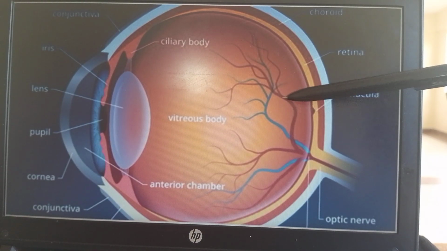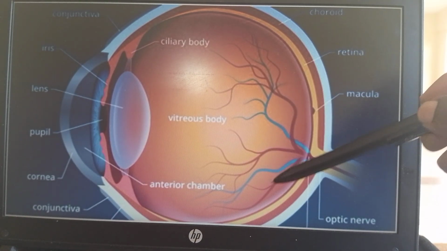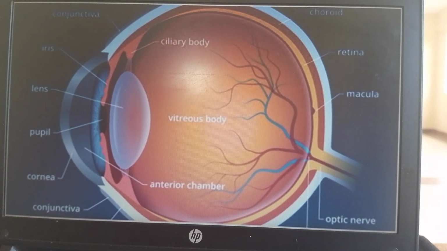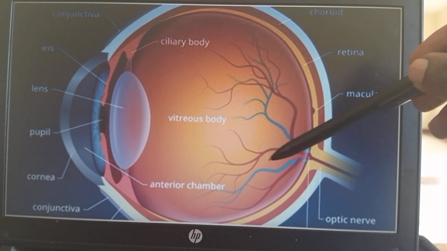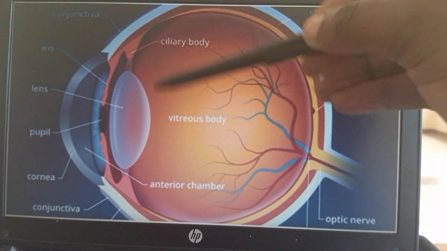And what you see here, the red structure, is the retinal arteries. The retinal artery is a branch of the ophthalmic artery. The ophthalmic artery itself is a branch of the internal carotid artery. Function of the retinal artery is to supply blood to the eye structures.